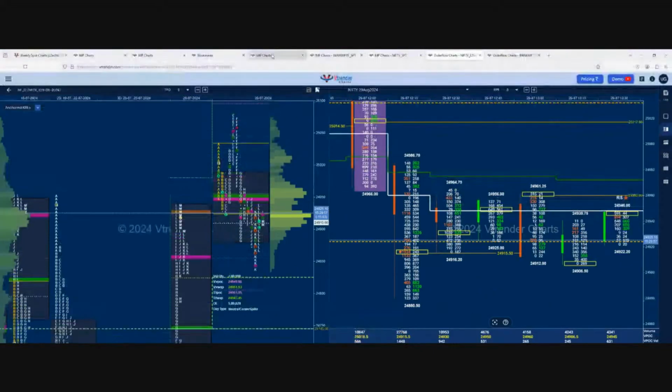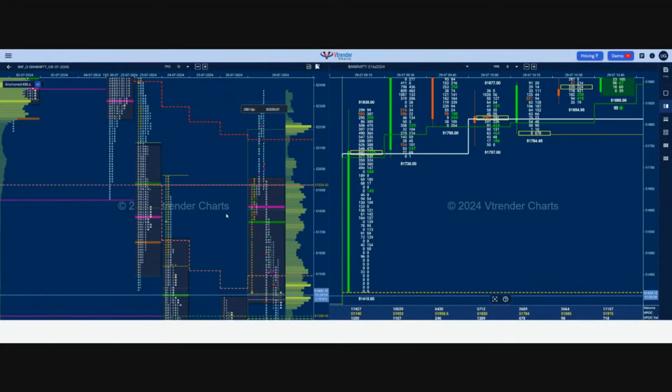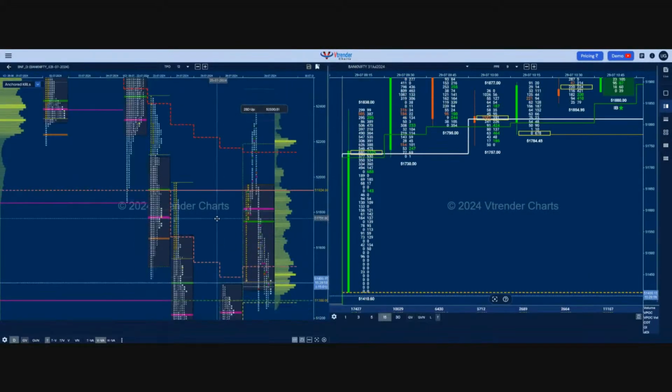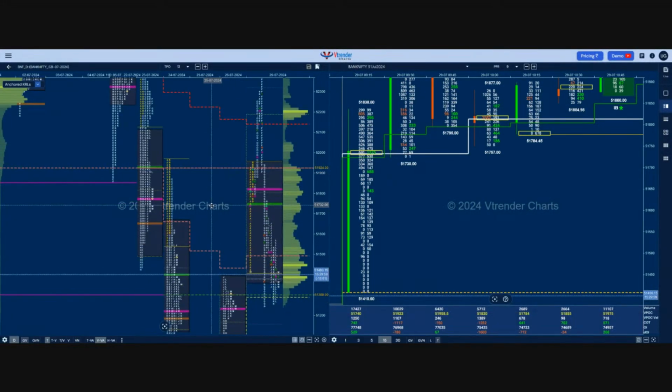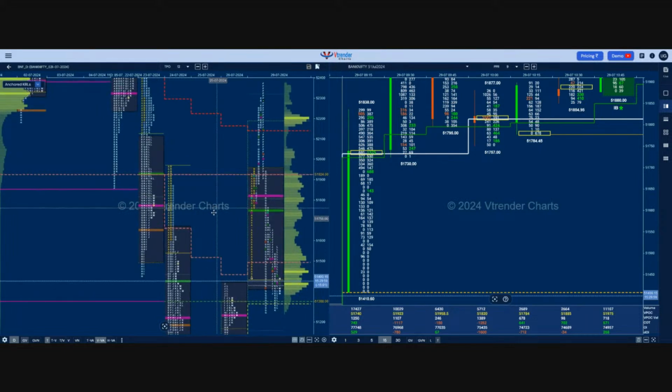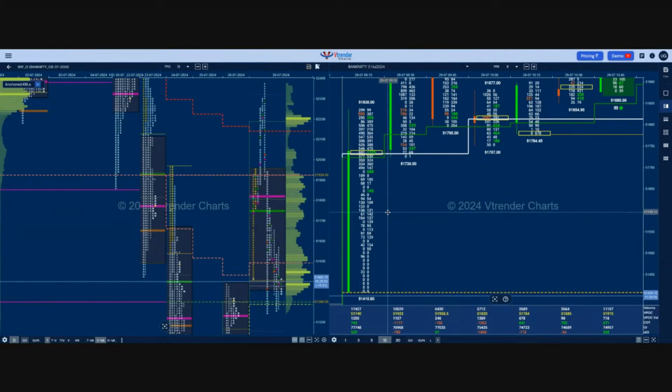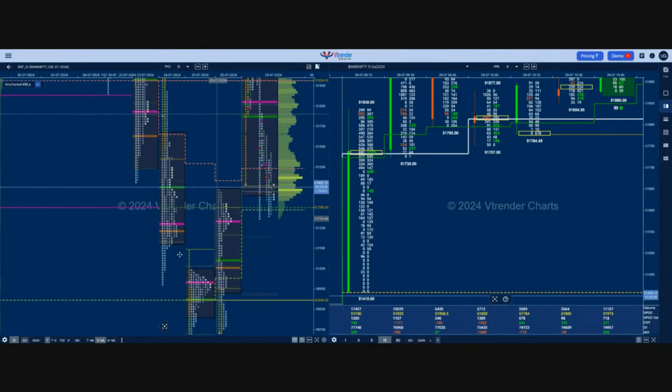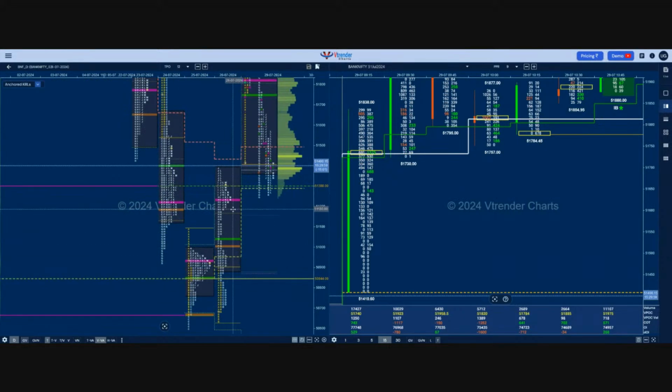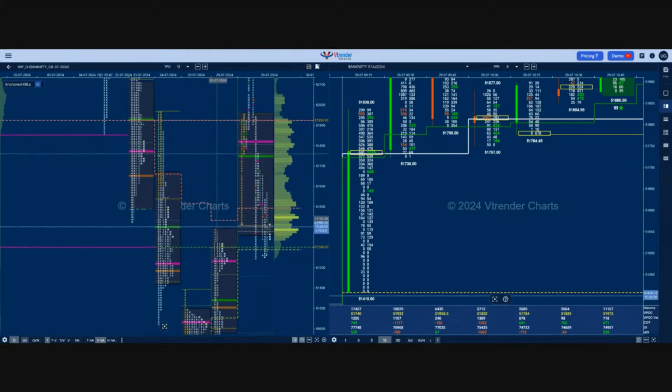So a quick look at what happened in Bank Nifty futures before we can wind up and have a Q&A session. So this is the Bank Nifty futures chart on the left and the order flow chart on the right. So Bank Nifty, you can see we had formed a trend day on Friday, and then we opened higher.